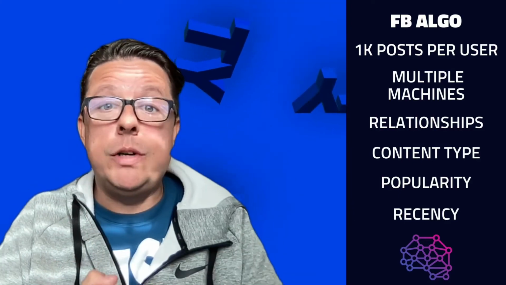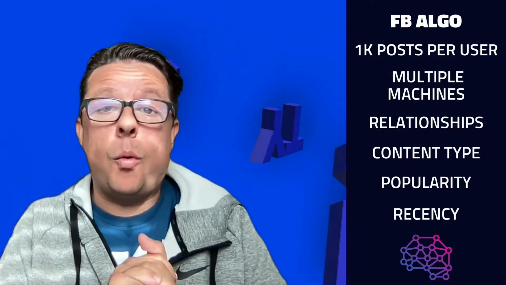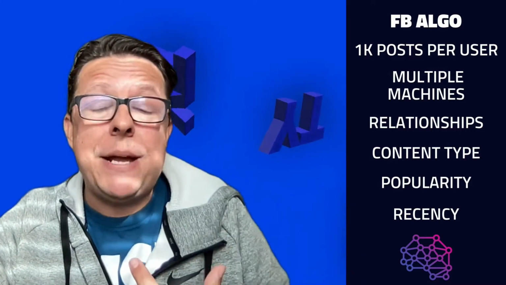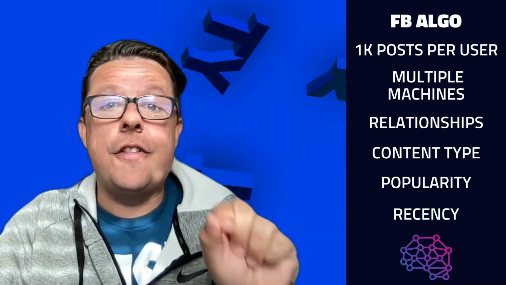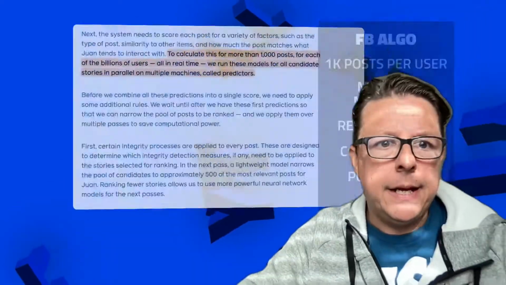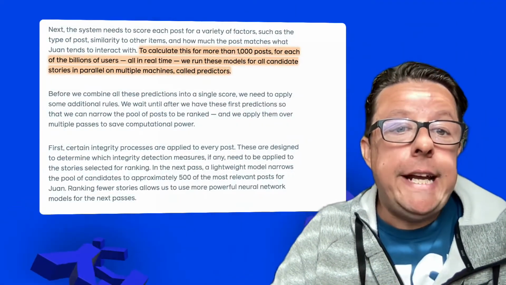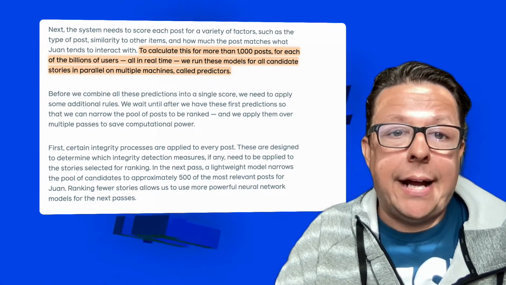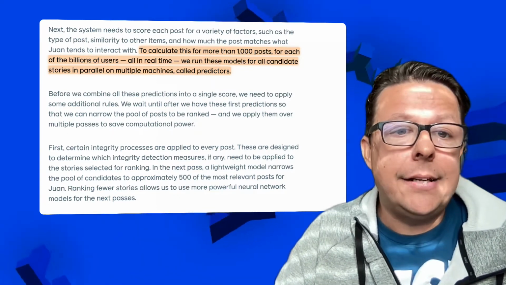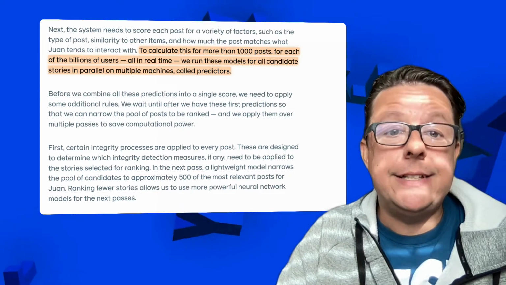All of this happens in real time, and it happens for billions of users. So let's jump into their documentation to uncover the secret that we can kind of tap into. To calculate this for more than 1,000 posts for each of the billions of users, all in real time, we run these models for all candidate stories in parallel on multiple machines called predictors.